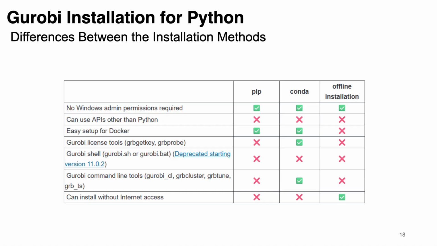However, remember that these lightweight methods do not include the Gurobi grbgetkey utility needed to activate a new license. Typically, you will use the full installer once to set up your machine and license, and then use pip or conda to manage your Python library versions.